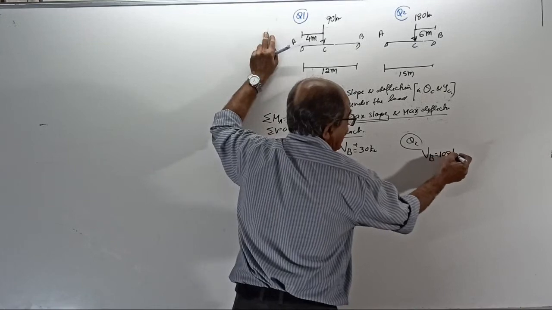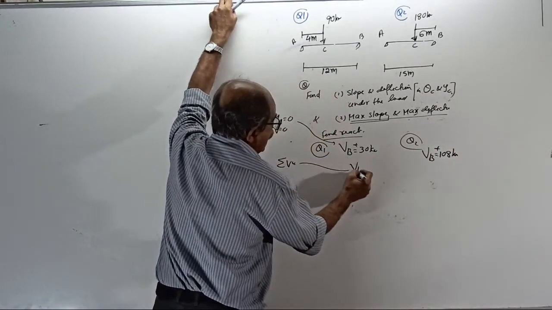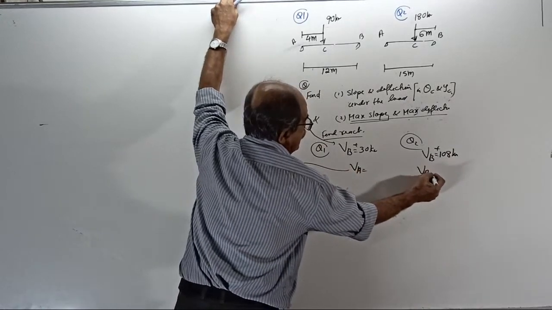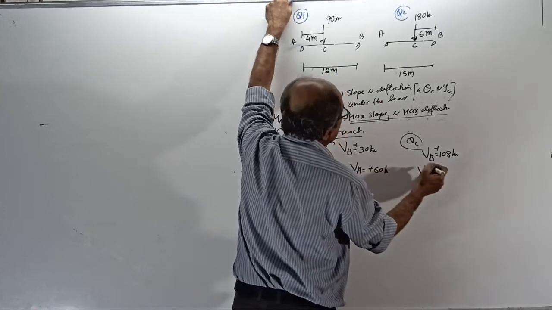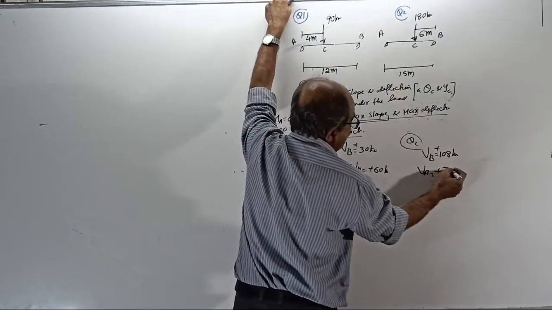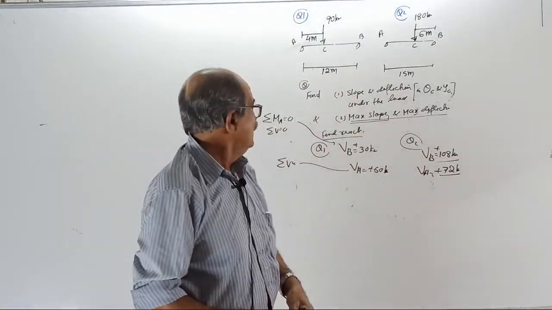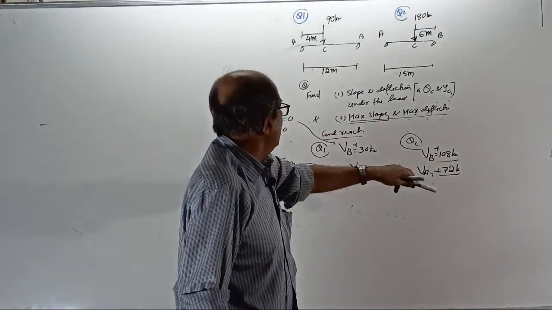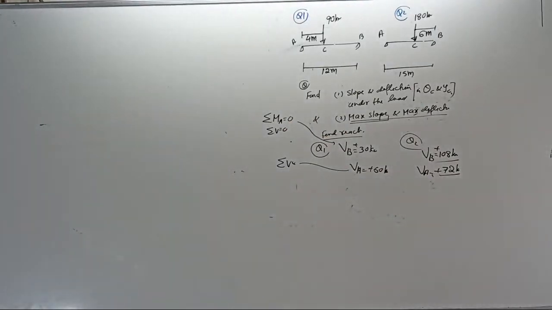108. Okay, VB is 108 kilonewton. You solve separately. Plus sigma V equal to 0 will give you VA here, and here also VA. 90 is there, so VA is 60 kilonewton. Here, with 108, VA is 72 kilonewton. Correct answer, tell me. Here 60, there 72. Both are correct or not?